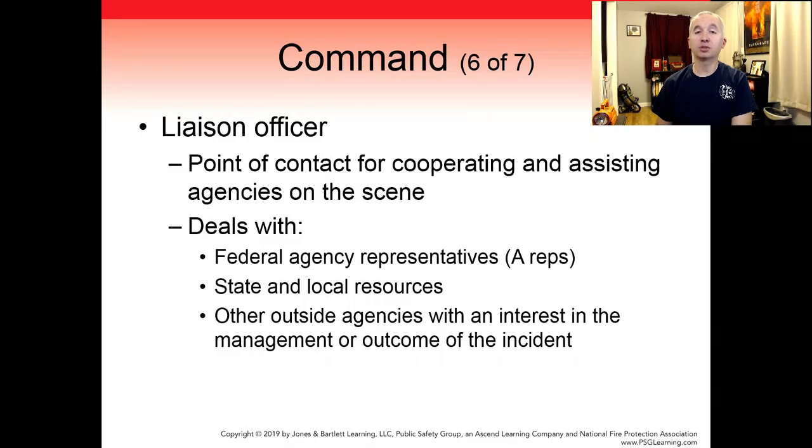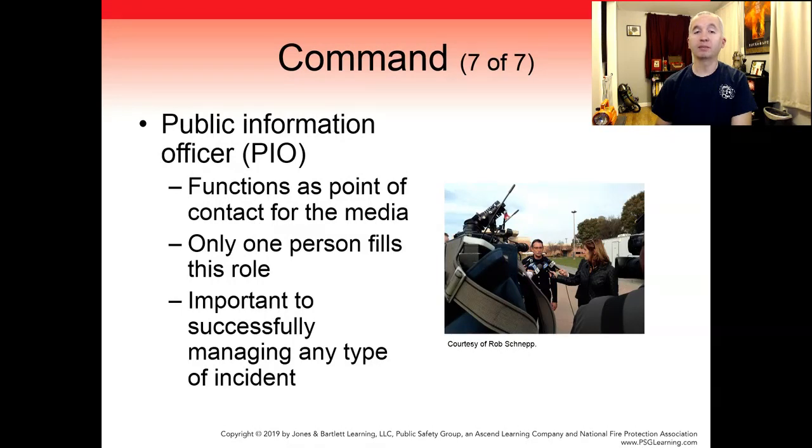The liaison officer is the point of contact for cooperating and assisting agencies on the scene. On hazardous materials incidents, the liaison officer deals with agency representatives from federal agencies, state and local resources, and any other outside agency with an interest in managing the outcome of the incident. Public information officers function as a point of contact for the media or any other entity seeking information about the incident. Only one person should fill this role. By keeping the media and others well informed, it is an important piece of successfully managing any type of incident.